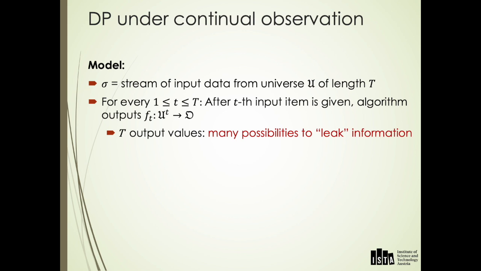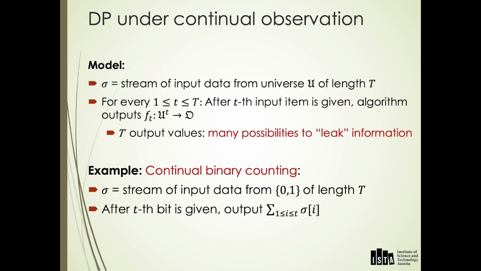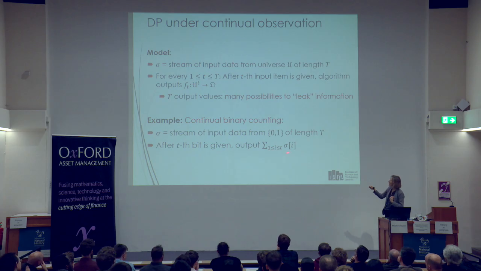So let's say for binary counting, you need to keep on outputting the sum so far, the sum so far. And so you have t times a chance to leak information. So intuitively already, the accuracy should go down. You need to add more noise. One still open problem actually is continual binary counting, and I'll tell you what's open about it. You have a stream of input data, bits 0 or 1, of length t, and after the t-th bit is given, for any t between 1 and capital T, you need to output the sum of all the bits so far.